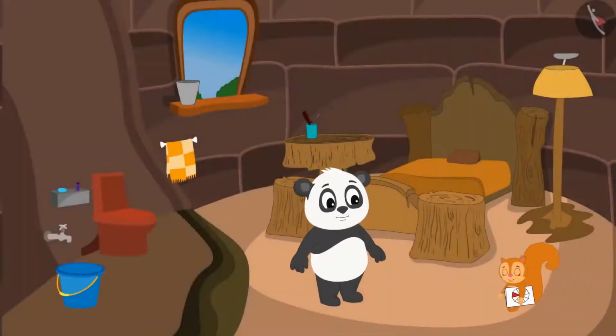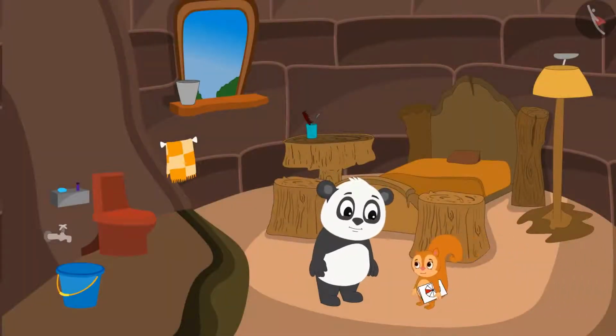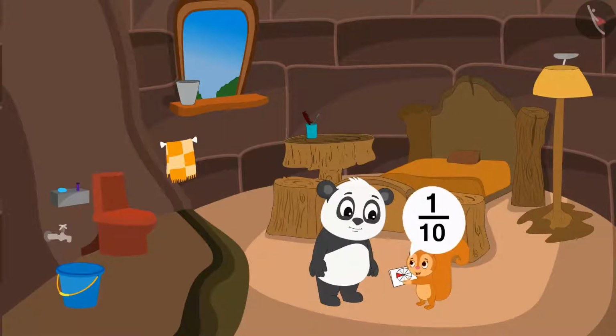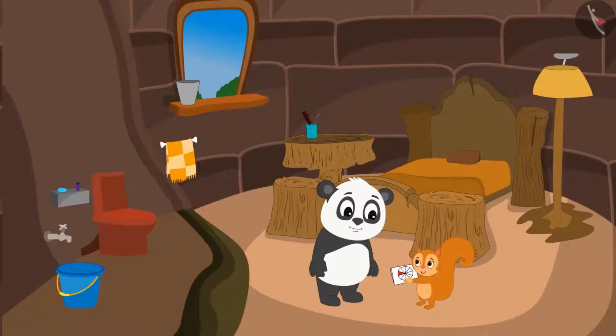Chanda immediately took her unfinished greeting card and reached her friend Golu's house. Golu, I have made this greeting card for Babban, but I could color only 1/10th of this flower. Can you paint the rest of it? Then both of us together will give it to Babban.